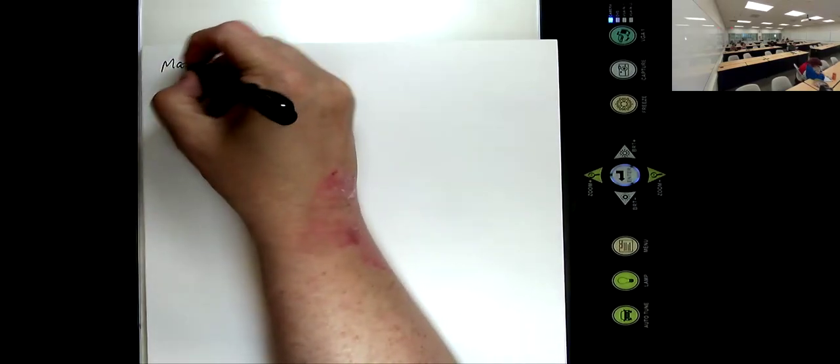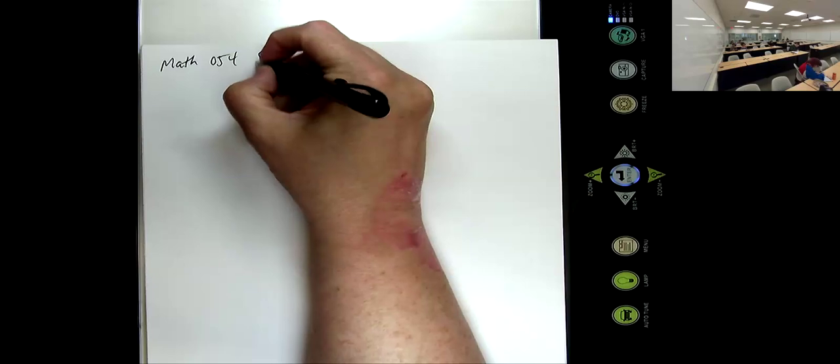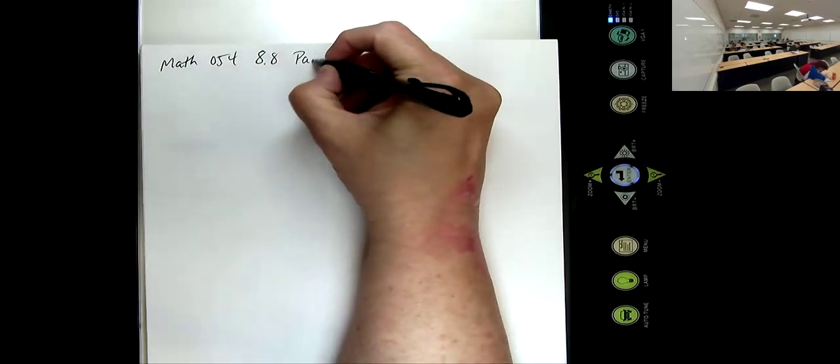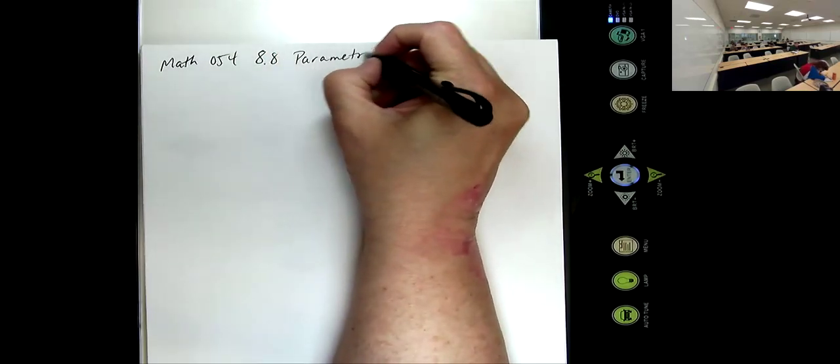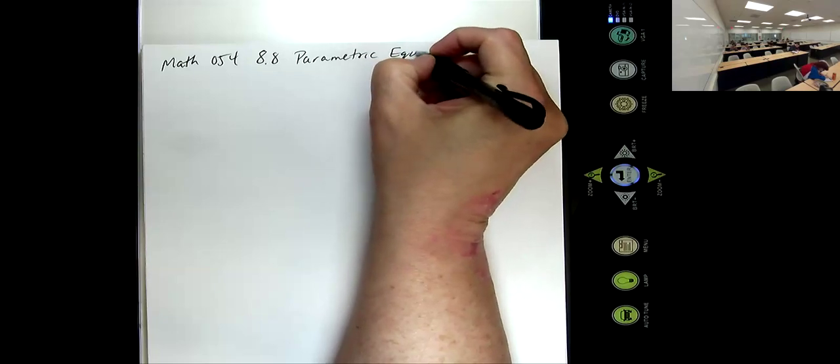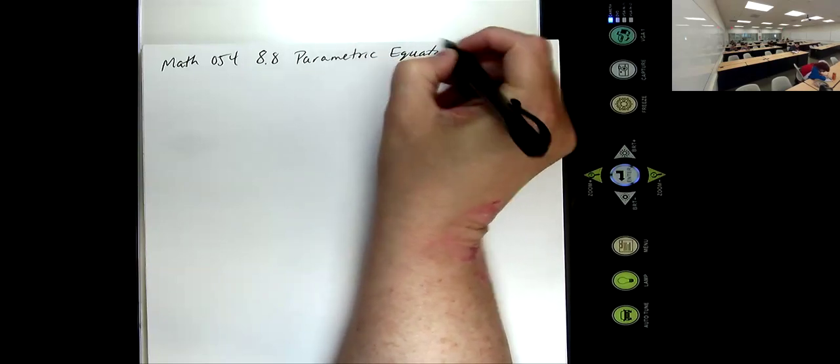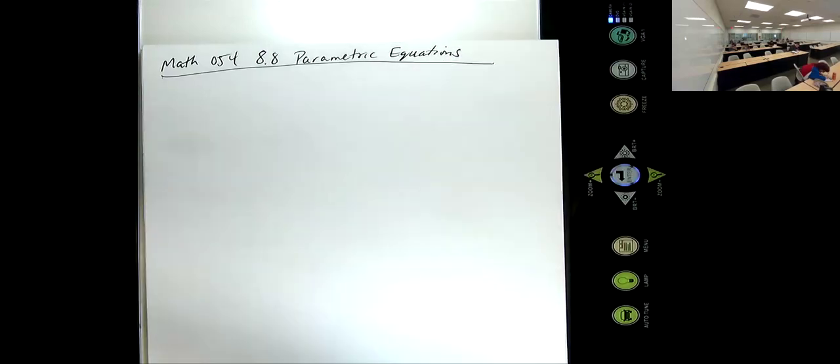All right, last section. 8.8 is on parametric equations. I switched to near one of the last problems to actually motivate this topic. A good way to motivate it.